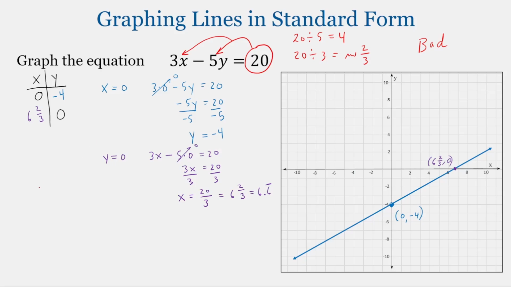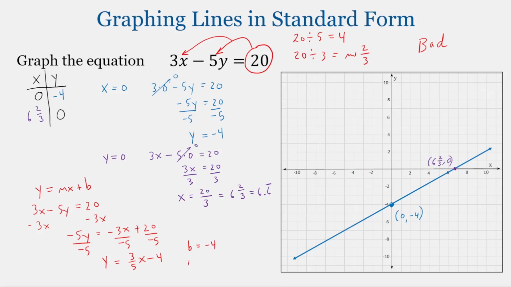What would I use? Well, I'd probably rewrite it in slope-intercept form. So if we did that, well, we have 3x minus 5y equal to 20. So we'll subtract 3x from both sides. We now have negative 5y equal to negative 3x plus 20. And then dividing everything by negative 5, we'll now have y equal to positive 3/5 x minus 4. So from here, we have our y-intercept of negative 4 and a slope of 3/5.